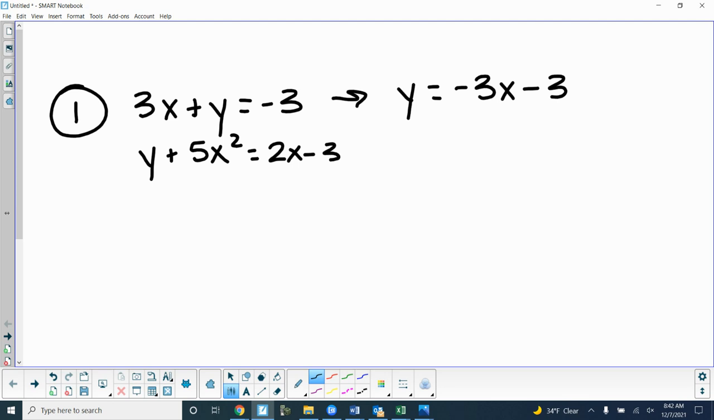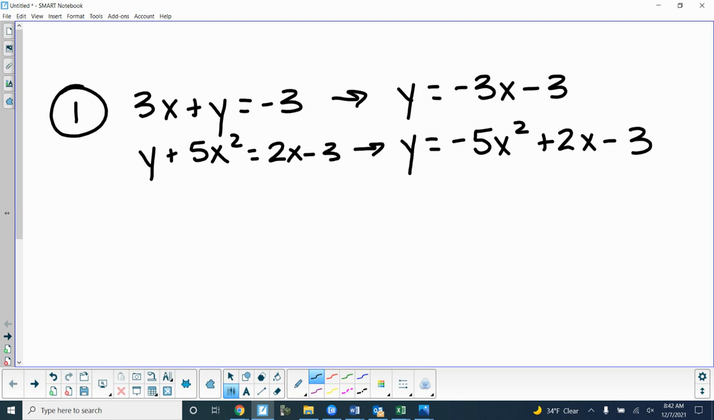On this one, I'm just going to leave the y on the left and take the 5x squared over. How do I move that one over? Yeah, subtract it. So this parabola, does it open up or down? Down. And if there's no symbol in front of the 2x, it means it's positive, right? So we're going to put a plus 2x. So there's our two equations with y by themselves. So you got to do that correctly, or you're not going to get the right point of intersection, right? You got to have your signs correct.